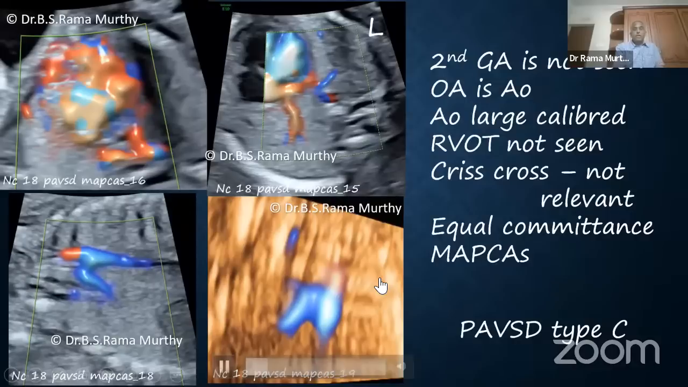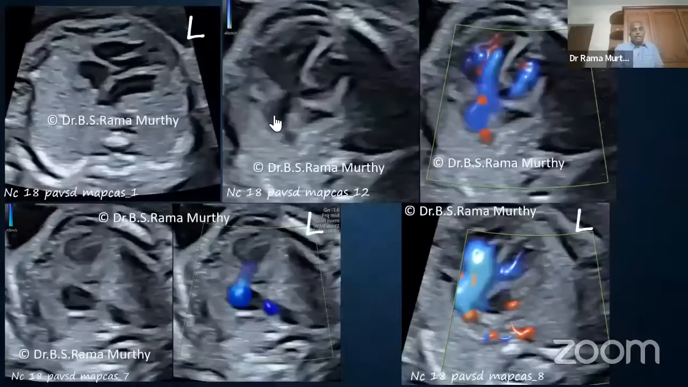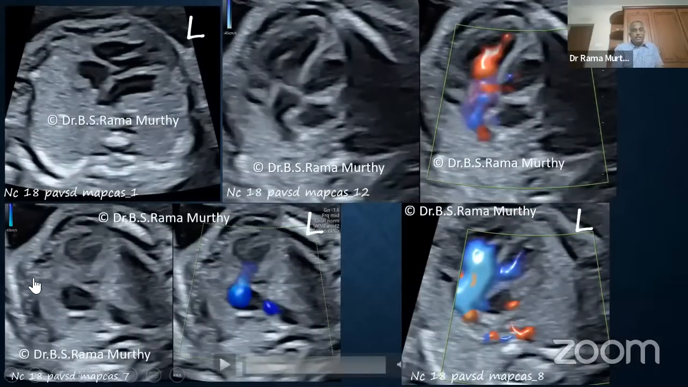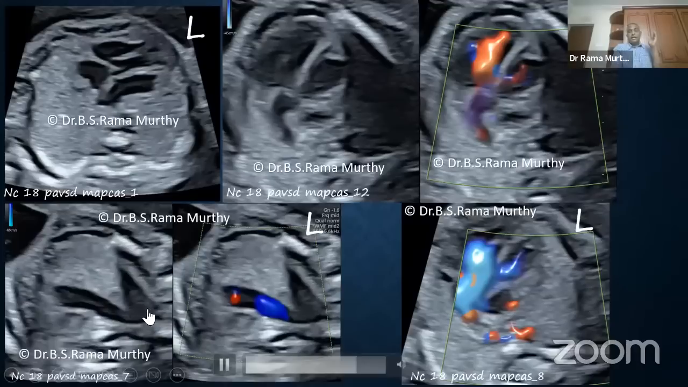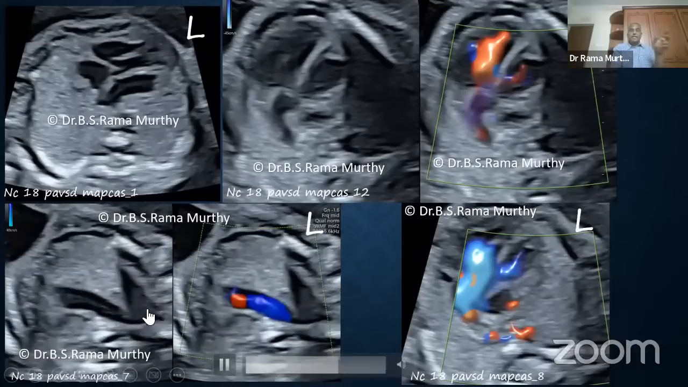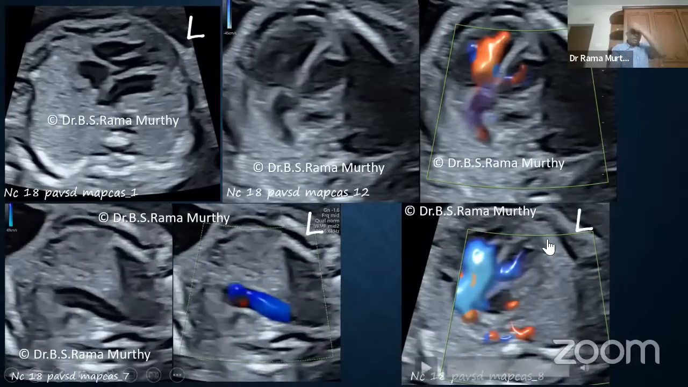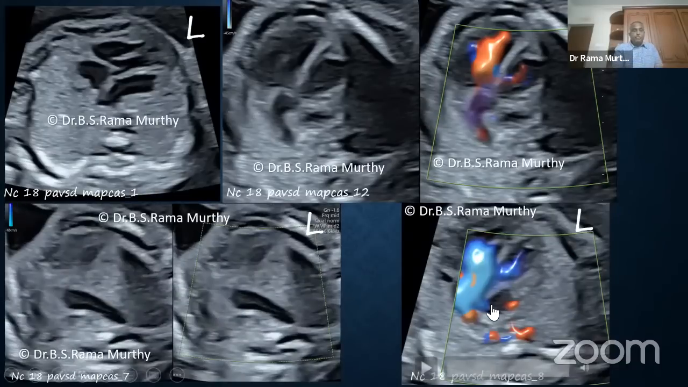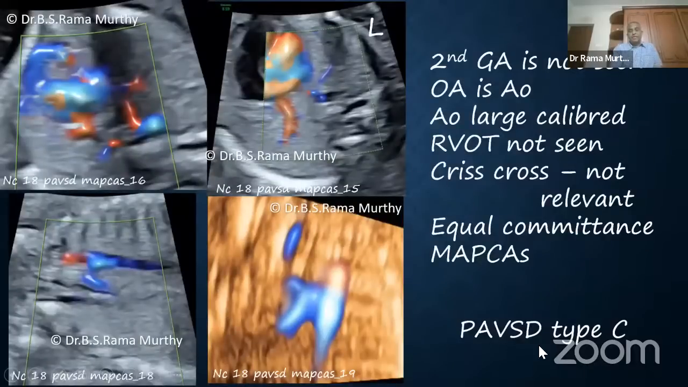So therefore, here the clue lies in two things. One is the single artery is very, very prominent, and that is seen very well, look at this, one of the biggest arteries that we can see here. There is no second artery, both by grayscale and by color. I don't find anything. And in fact, as I'm searching for the right ventricular outflow tract, the Doppler picks up a few MAPCAs, and my diagnosis is fixed. It is a pulmonary atresia with VSD type C, where there are MAPCAs, right?